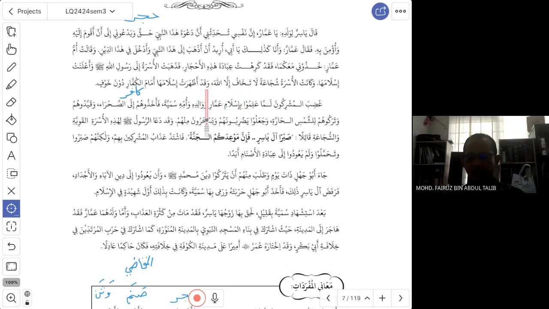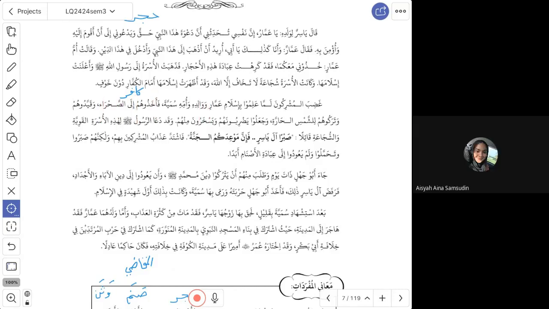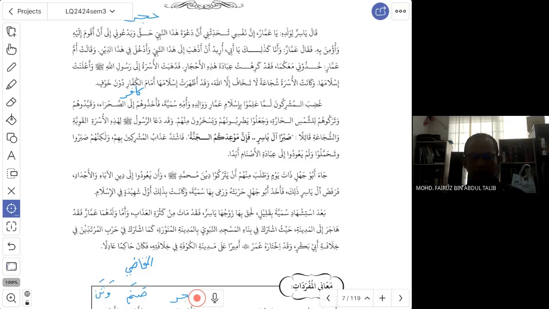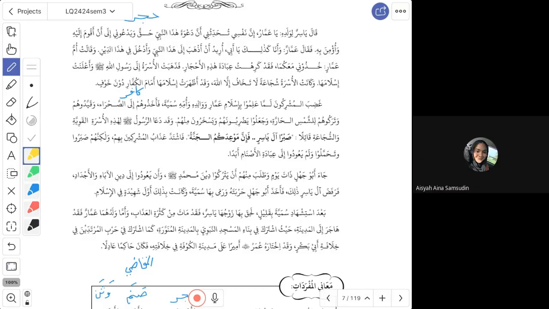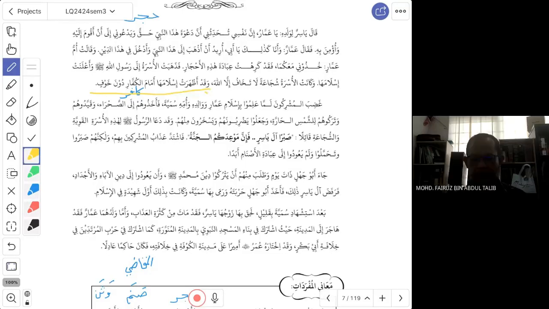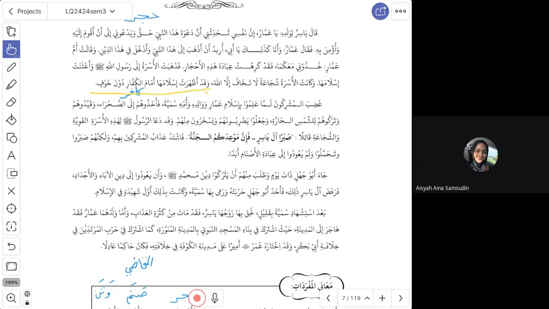Okay, so you can take this sentence. Azharat Islamaha amama al-kuffari duna khawfin. Amama al-kuffari duna khawfin. Alright. That was question one.